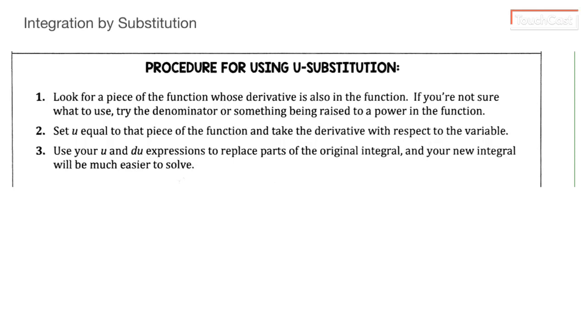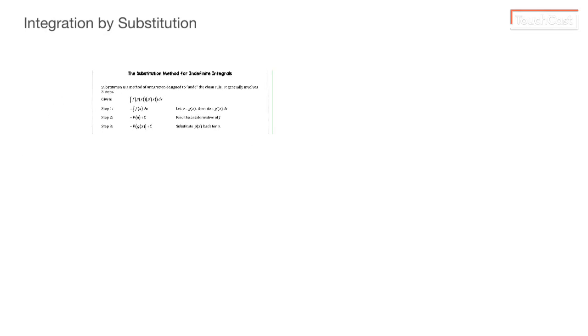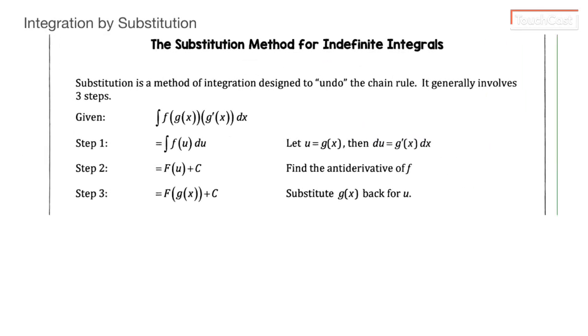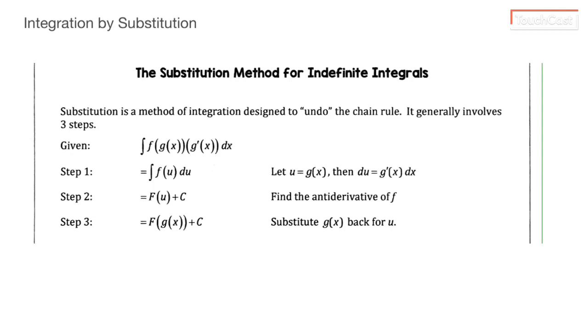You can kind of think of this substitution method for integration as like the chain rule for differentiation. So the substitution method for indefinite integrals is going to look kind of like the following. Substitution is just a method for integration designed to undo the chain rule. It generally involves 3 steps.